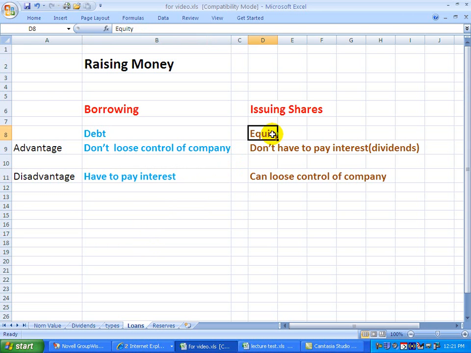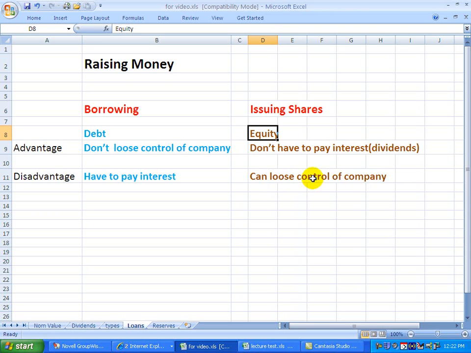Now, with equity, with shares, if we raise money by issuing more shares, a big advantage is we don't have to pay interest, only dividends as they're called, because if there's no profit, we just say to our shareholders, sorry, no profit, so there's no dividends this year. Obviously, after a few years, they may get fed up with that, but initially they would maybe accept it if the company is expected to do well in the future.